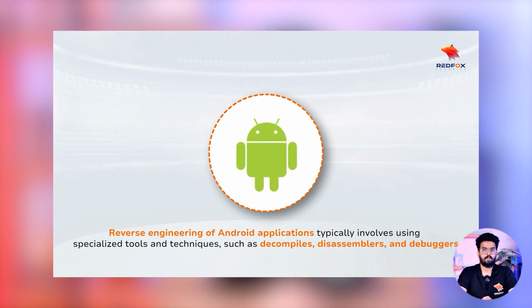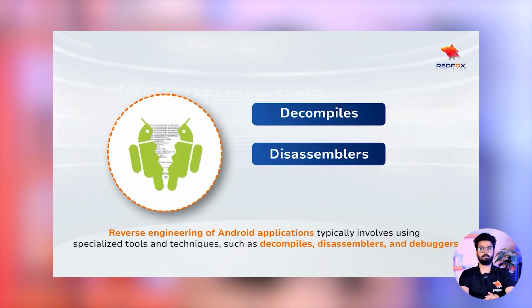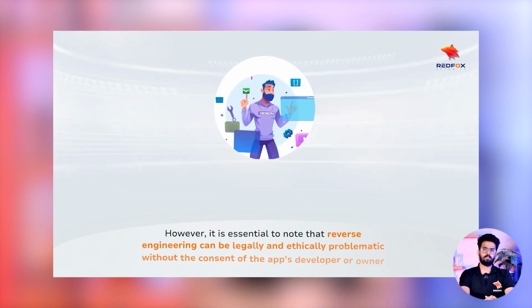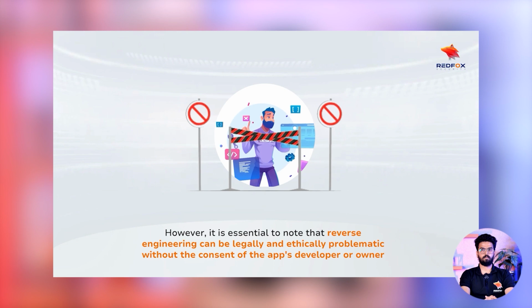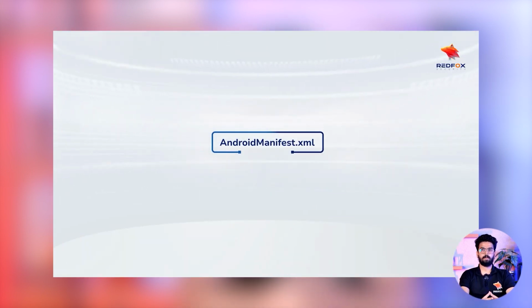Reverse engineering of Android applications typically involves using specialized tools and techniques such as decompilers, disassemblers, and debuggers. However, it is essential to note that reverse engineering can be legally and ethically problematic without the consent of the application's developer or owner. Moving to our next topic, AndroidManifest.xml.